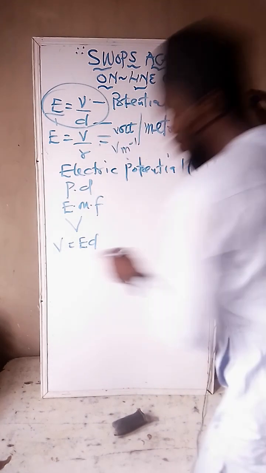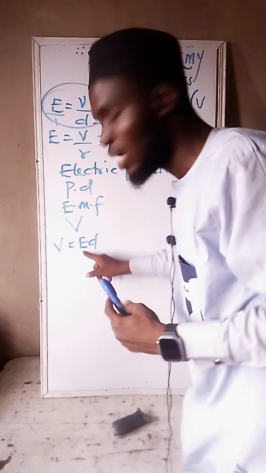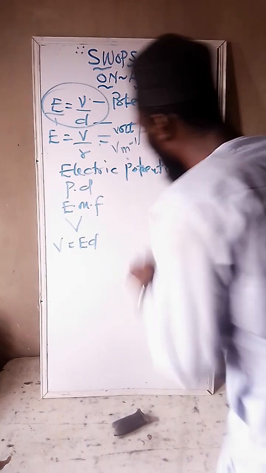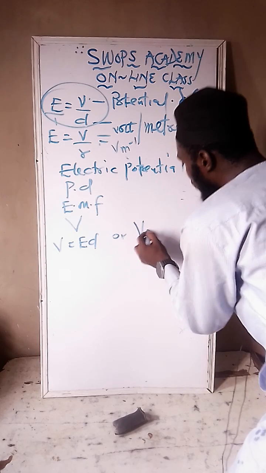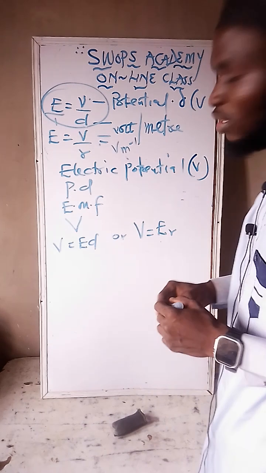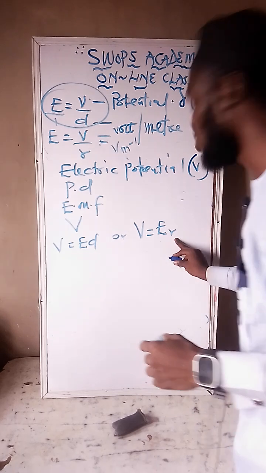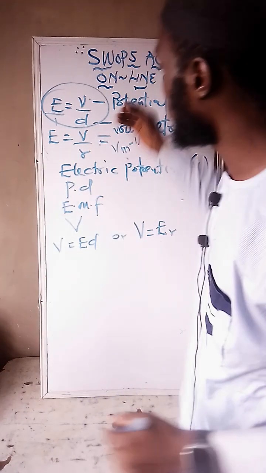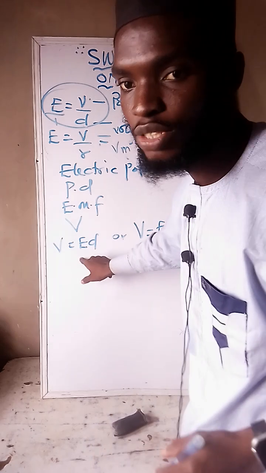Where E stands for electric field intensity. Where D stands for what? Distance. And I told you in some textbooks, they can use V equals ER. It's still the same thing, irrespective of, D is distance, R here is also distance. Are we?